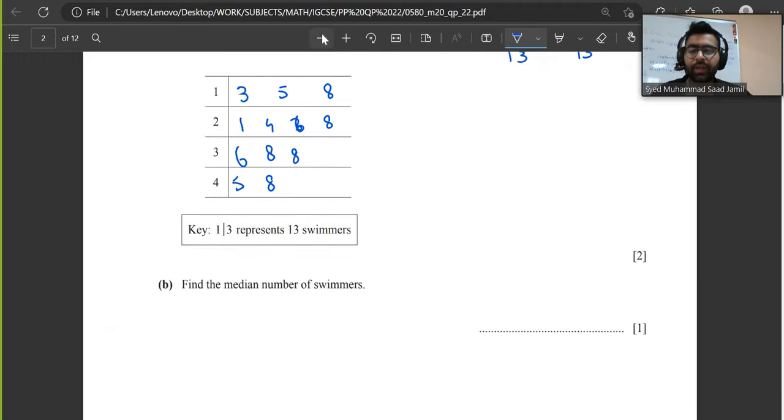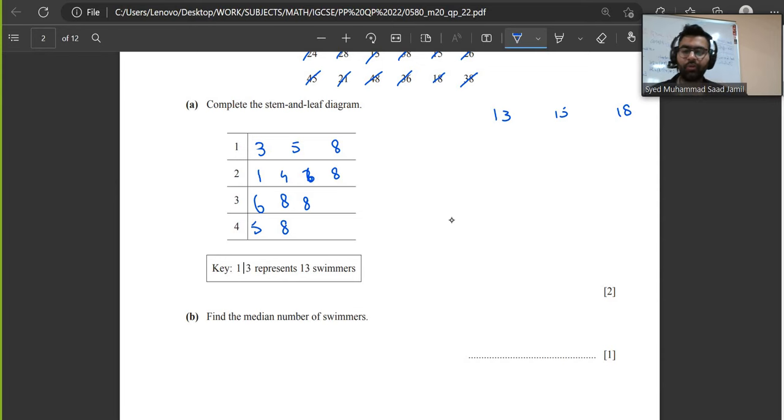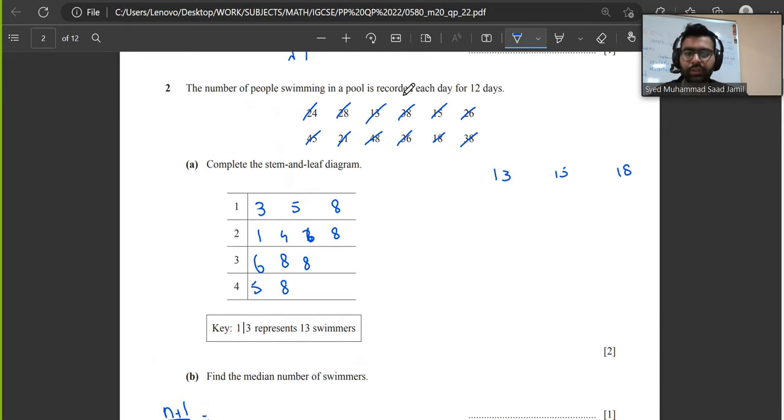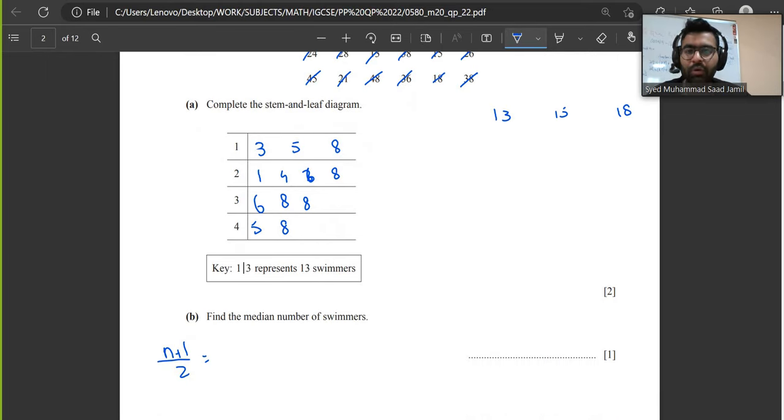Now the question says find the median number of swimmers. The formula for finding median is n plus 1 divided by 2. N basically refers to the number of swimmers. So if you look at the question, it says that the number of swimmers in the pool is recorded for 12 days. Find the median number of swimmers. So you will do 12 plus, how many were there? 1, 2, 3, 4, 5, 6, 7, 8, 9, 10, 11, 12. 12 plus 1 divided by 2, which is 13 divided by 2. 13 divided by 2 basically means 6.5.